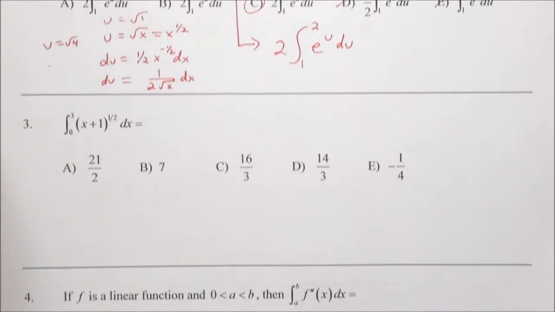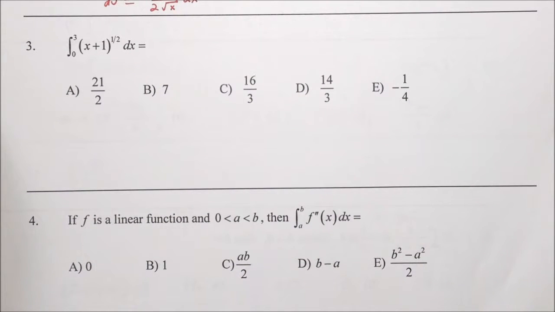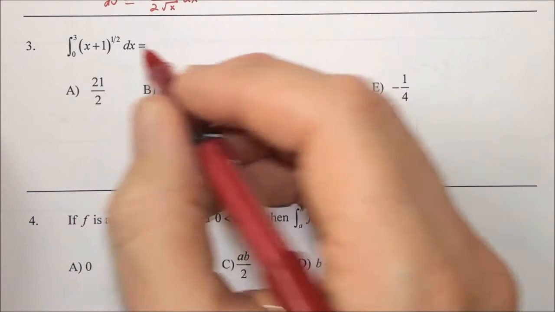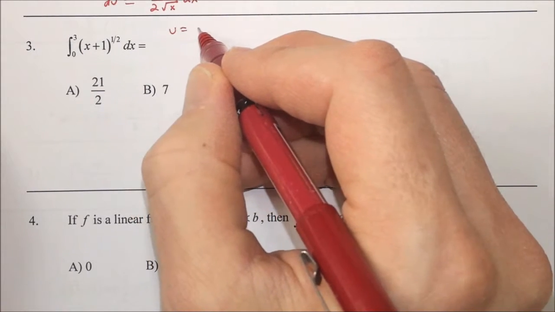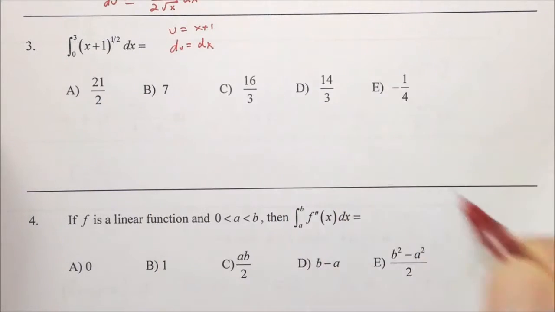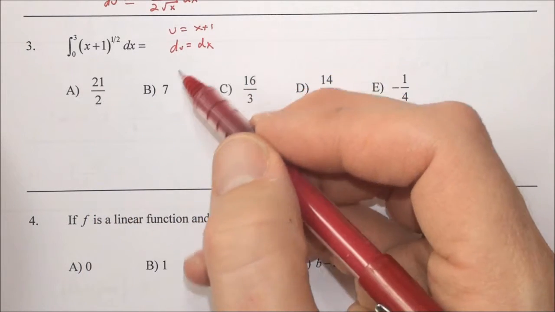Okay. Problem number 3. We have the integral from 0 to 3 of the square root of x plus 1, except it's been written as x plus 1 to the 1/2. So it's ready to be anti-derived. If we look at this, u is equal to x plus 1, du is equal to dx. So we don't actually have to use u substitution here. We can. If we do use u substitution, we would have to change the bounds. We can just leave it as is.